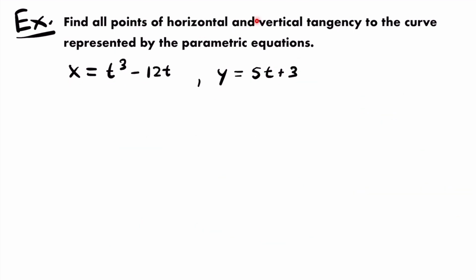Okay, so here's our next example. We want to find all points of horizontal and vertical tangency to the curve represented by the parametric equations. And we have x equals t cubed minus 12t and y equals 5t plus 3. Now this problem is different than what we've done so far. Instead of just finding the tangent line at a specific value of t, we are looking for specific locations for horizontal and vertical tangent lines, which are two special types of tangent lines that we can find for a curve.